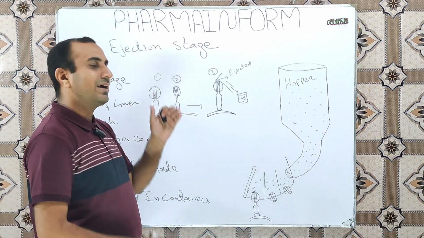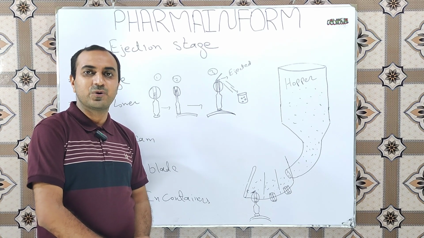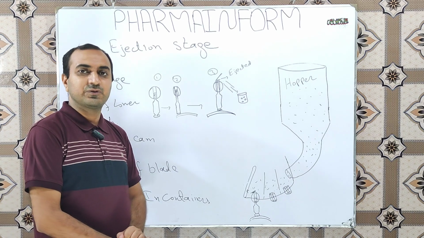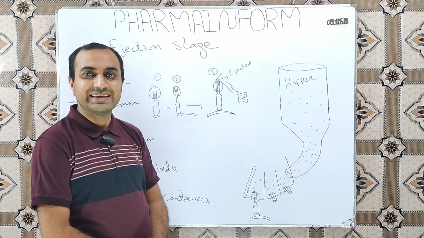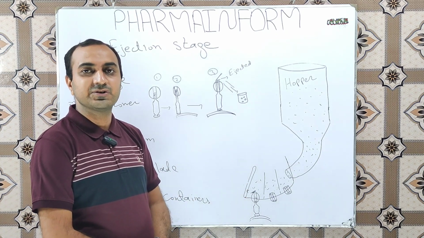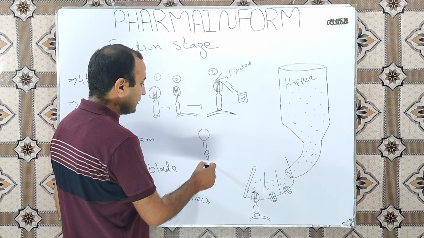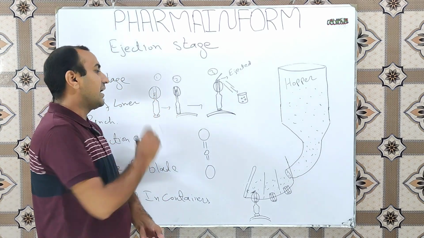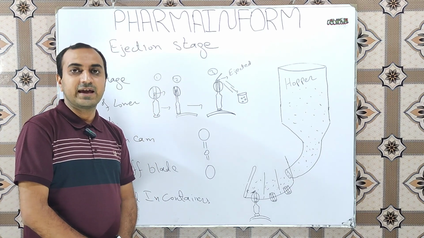Now what happens, and what is the science involved in the ejection of the tablet from the die cavity? We will take the help of this diagram to understand this process. First stage is the filling, meaning the powder from the hopper is filled into the die cavity, and second stage is the weight adjustment. Third stage is the application of pressure, where pressure is applied by the two compression rollers and the tablet is compressed. Suppose that our tablet is compressed at this point in the die cavity.